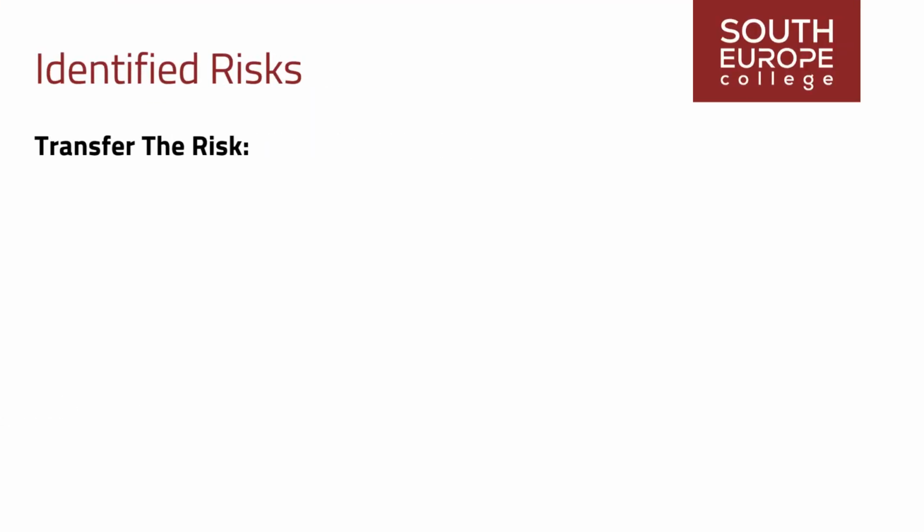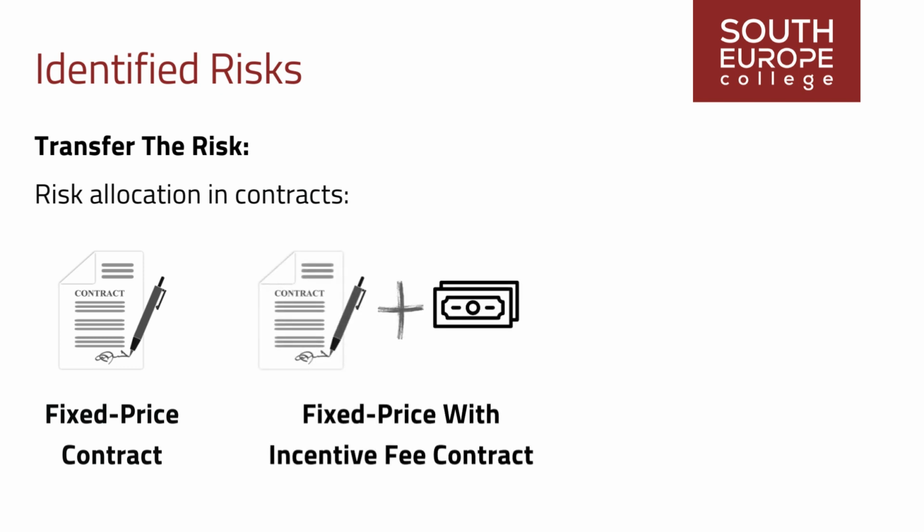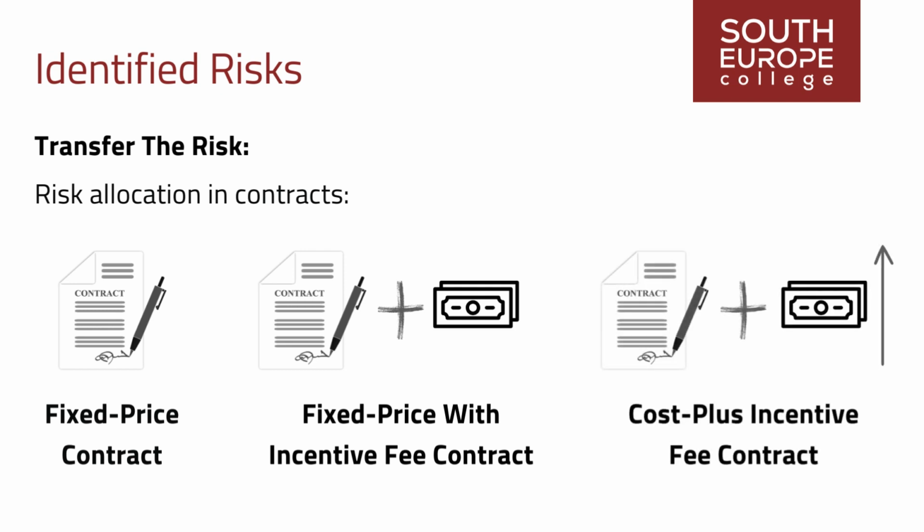Different contract types allocate risk differently between the contractor and the customer. In fixed-price contracts, the contractor assumes most of the risk for cost overruns. In fixed-price with incentive fee contracts, the contractor and customer share the risk, with the contractor accepting roughly 60% and the customer 40%. Cost-plus incentive fee contracts reverse the distribution, with the contractor assuming approximately 40% of the risk and the customer 60%.